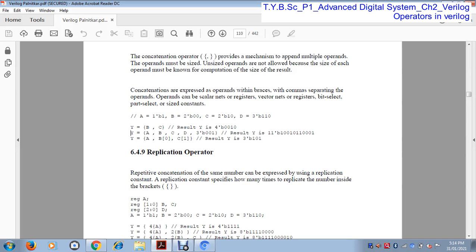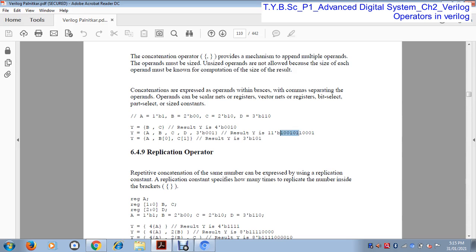Similarly, in the second case, this y operator contains the values of a, b, c, d, and 0 0 1. Here the value of a is 1, so here we write 1. The value of b is 0 0, so here we write 0 0. The value of c is 1 0, here 1 0. And the value of d is 1 1 0. And this is the last 0 0 1 0 0 1.